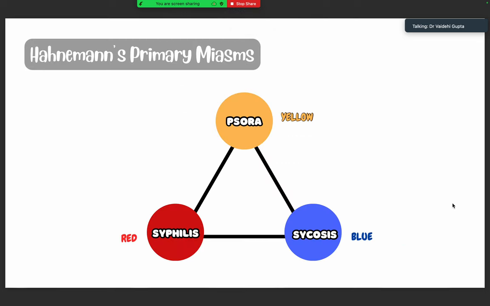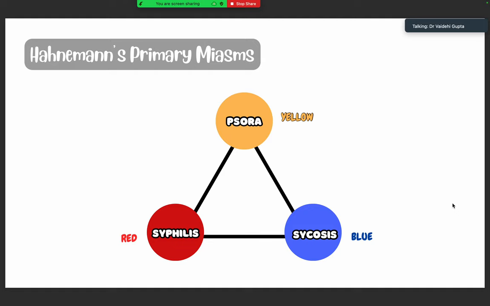Hahnemann's primary miasms. There are three main miasms given by Hahnemann: Psora, Syphilis and Sycosis. And there is also color coding for the different miasms, represented by three primary colors. Psora is yellow, because yellow signifies sulfur. Sulfur is a psoric medicine and it is yellow in color. So Psora is for yellow. Syphilis is for red, because there is inflammation in syphilis. And the third primary color, which is blue, is indicated by Sycosis.